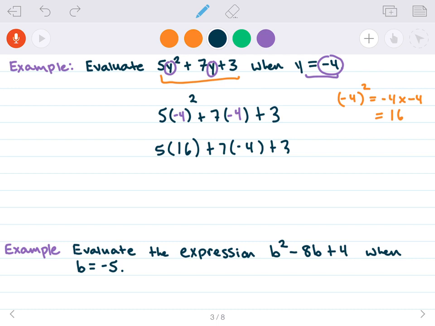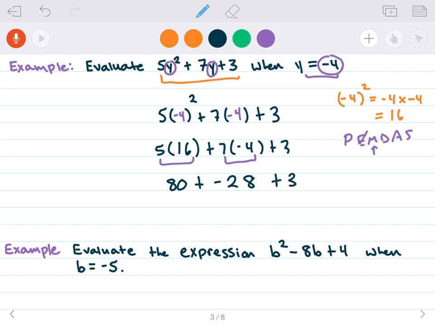Now, the next thing in PEMDAS, all right, so we did exponents. The next thing is multiplication. So I want to multiply this, and 5 times 16 is going to give us 80. So that becomes 80 plus, carries down. 7 times a negative 4 is a negative 28 plus 3.